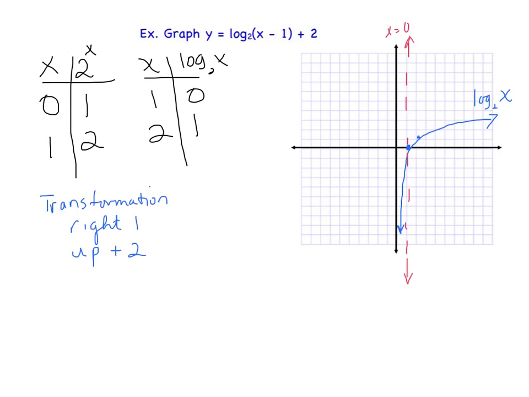That's my new asymptote. This point right here goes to the right 1 and up 2. So this point goes here. This point right here, which used to be at 2, 1, goes right 1 and up 2 here. So my new function is going to be this one, which looks very similar to the other one. It didn't have a stretch or a shrink, but it has moved to the right 1 and up 2.